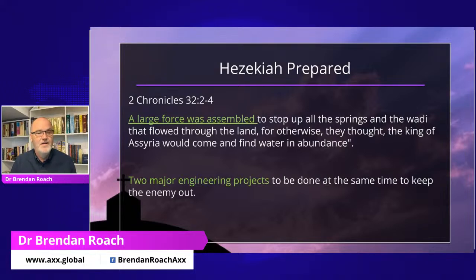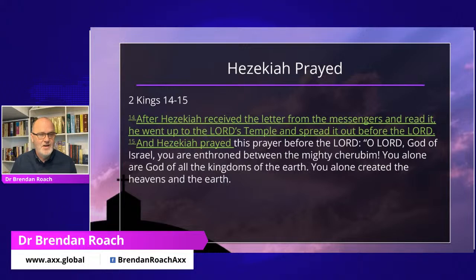So he prepared, he planned, he prepared. So he had his plan. Now he's going to prepare. So he actually assembles a large force of people who are actually stopping up and making sure, hiding all the water supplies around the city of Jerusalem. So there were two major engineering projects that had to happen at the same time.